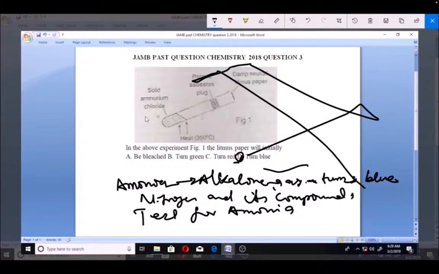So what you're considering here is ammonium chloride. Whenever it is heated, ammonia has to be liberated, and this ammonia turns this litmus paper blue, and that is why we have this as your answer. So the right answer is turns blue, D.